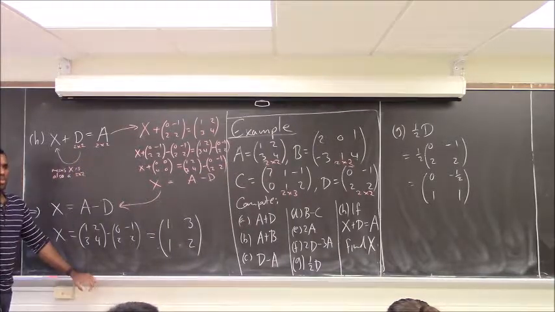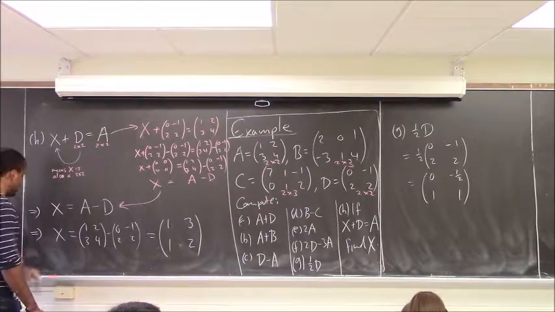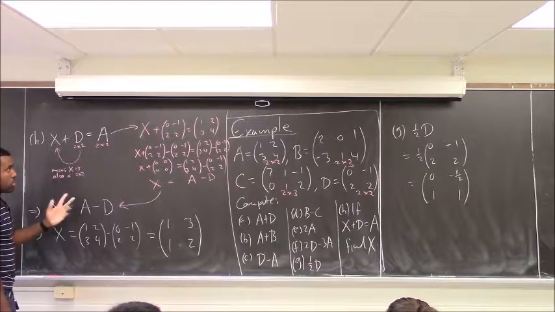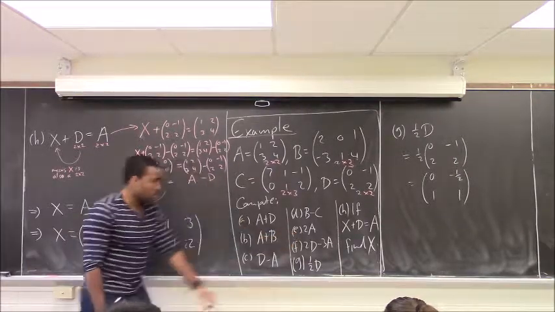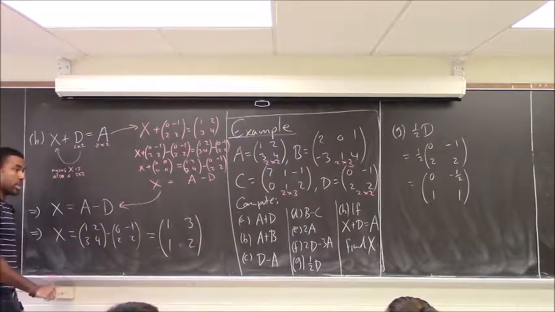Any questions before we move on? So addition and subtraction, pretty straightforward. Just make sure you're adding things that have the same size. Scalar multiplication is also straightforward. Putting a number in front of a matrix just means multiply everybody in that matrix by that number.